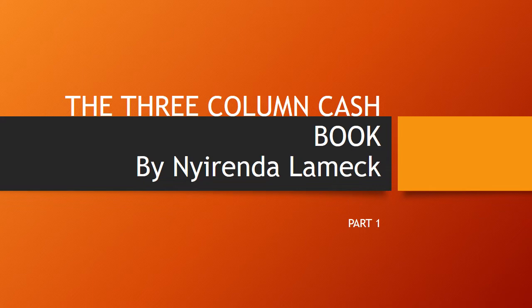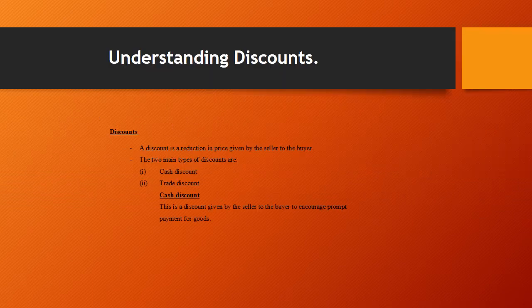Now, before we jump into the details of the three-column cash book, we look at discounts. What really are discounts? First of all, a discount is a reduction in price given by the seller to the buyer. The two types of discounts are the cash discount and trade discount. We have to understand the two types of discounts in detail.